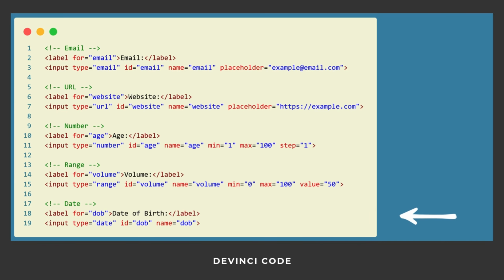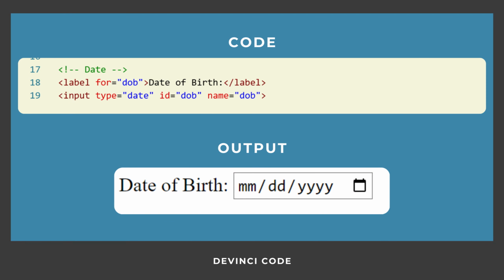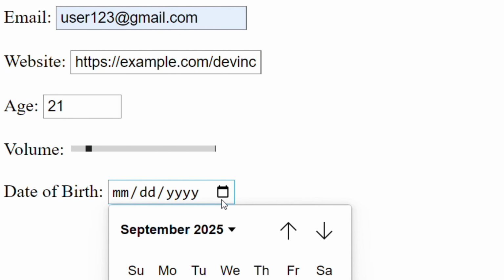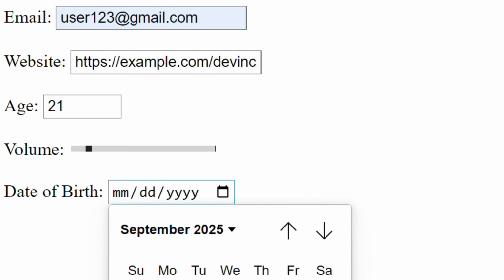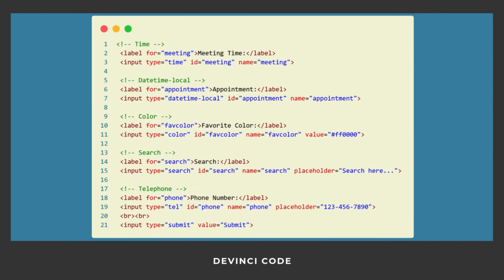It provides a built-in calendar interface that allows users to easily select a date rather than typing it manually. When a user clicks inside the field on a desktop browser, a small calendar pops up so they can scroll through months and choose a day. Here are some other input types that are commonly used. Try to copy and see what output it would display.